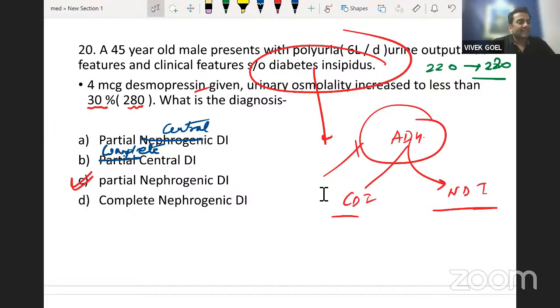So, Arpit says that the osmolarity increases by 30%. That is fine. Less than 30, or 30. Okay, I'll take the mean figure of 30. Still, the answer will be partial nephrogenic DI. There was a question on proteinuria. Please tell me what the question was. I'll be more than happy to answer on proteinuria.